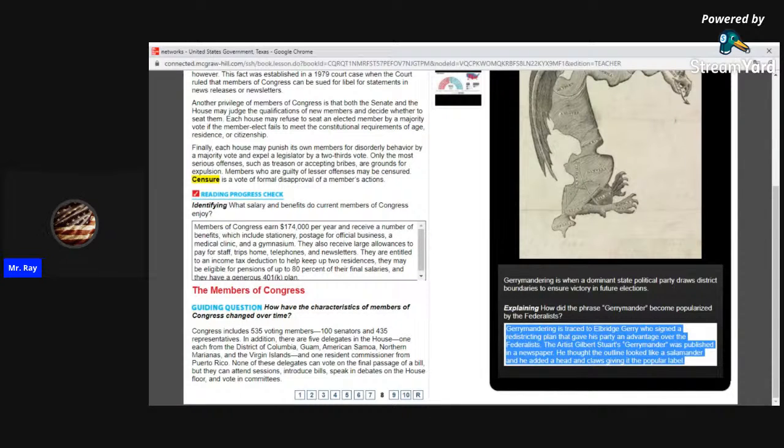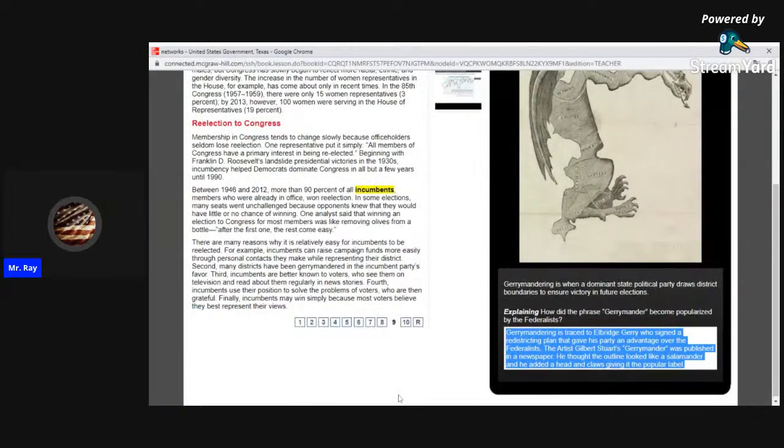The members of Congress, I'm at the bottom of page 8 of chapter 5, lesson 1. Just to review, in total, there are 535, okay, voting members, 100 senators, 435 representatives. There's 5 delegates from DC, Washington, DC, Guam, American Samoa, the Northern Marianas, and the Virgin Islands, and 1 commissioner from Puerto Rico, because these are territories, but they don't have a vote, but they can debate, they can introduce bills, etc. They just don't have a vote.